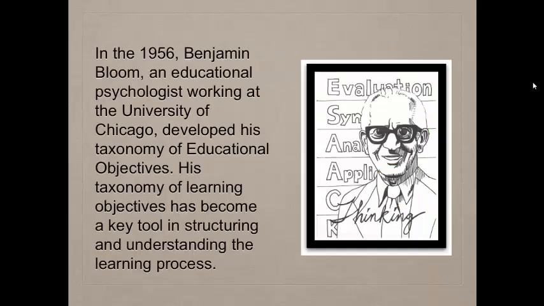So let's move forward. Way back in 1956, Benjamin Bloom, an educational psychologist who was working at the University of Chicago, developed his taxonomy of educational objectives. What that means in layman's terms is that he had a sequence in the way that children learned, and that it started from a certain point, and as they acquired more information, their learning became more developed and more concentrated and therefore more mature. His taxonomy of learning objectives has become a key tool in structuring and understanding the learning process.